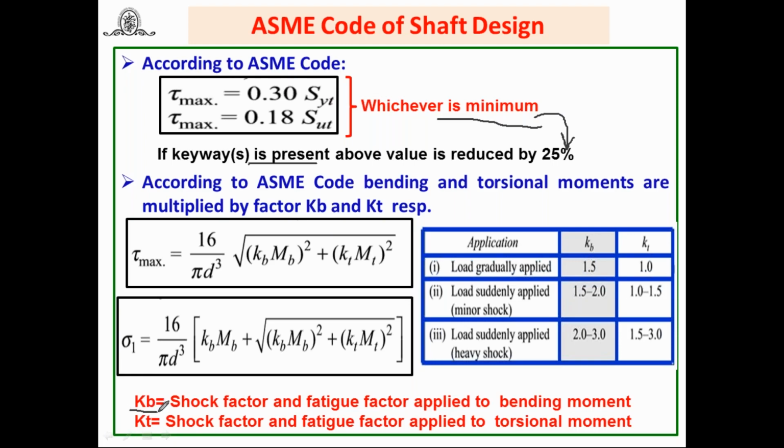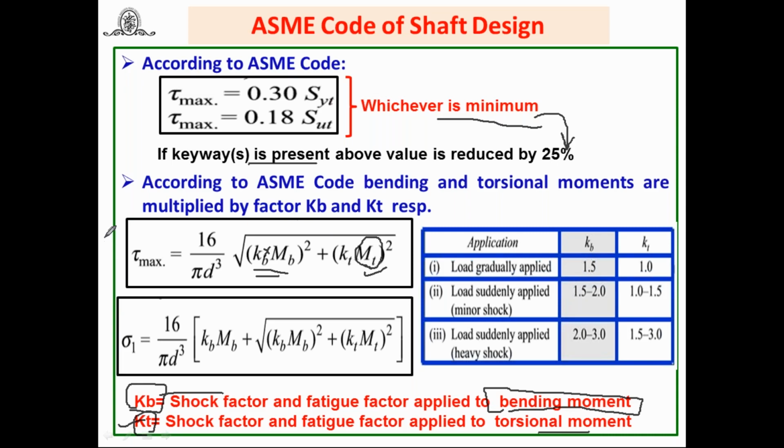One is Kb, and what is Kb? Kb is the shock and fatigue factor for bending moment, so you should multiply Kb to the bending moment only. Look at this here: Kb should be multiplied to Mb. Similarly, Kt is the shock and fatigue factor for torsional moment, and you have to multiply Kt to the twisting moment or torsional moment, that is Mt.